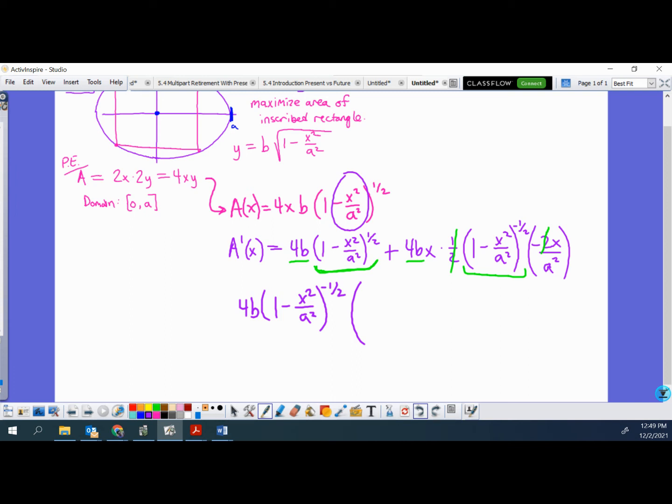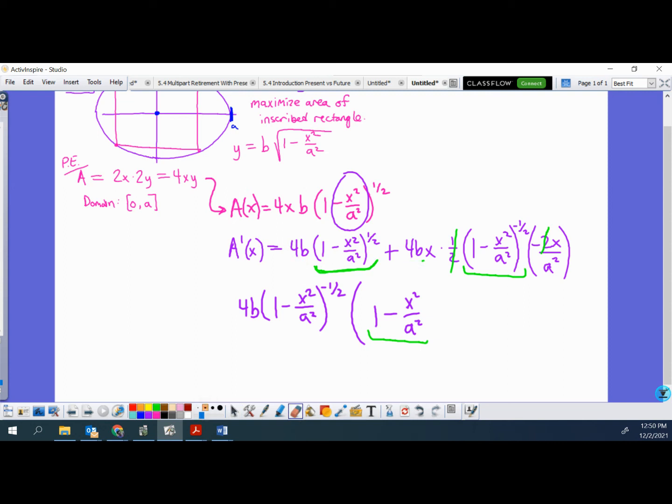All right, so 4b. From the first term, we took out the 4b and we took out that factor to the negative 1/2 power. That power is 1 less than that power, which means there's still going to be this factor to the 1 power. So 1 minus x squared over a squared. And then that's, again, to the 1, so I'm not even going to put parentheses on it. That's from my first term. So here, I'll just underline that to match it up. And while I'm at it, let me get rid of some of the other stuff so the color coding works here.